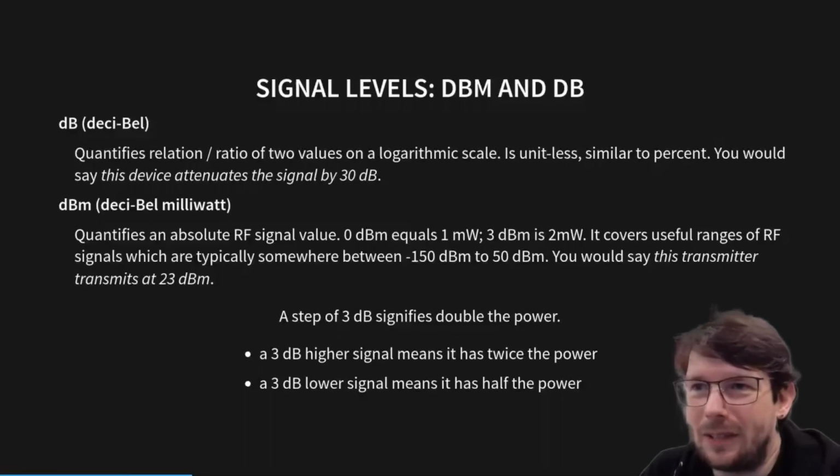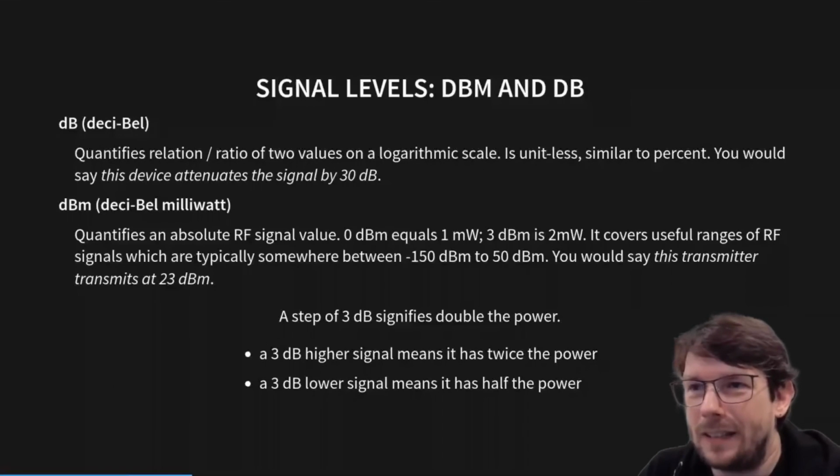The minus 150 we will not encounter in cellular systems, but in GPS, for example, the GPS signal can be as low as that. And plus 50 dBm is a rather strong transmitter, probably stronger than any cellular base station you will find. So that's the kind of range in which we operate.